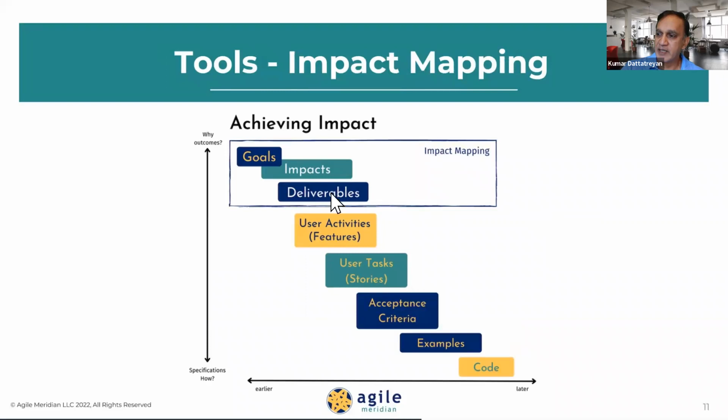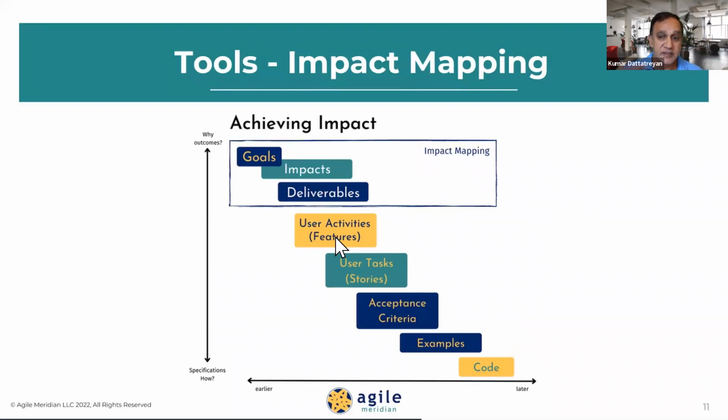So impact mapping talks about goals, impacts, and deliverables, right? And this is more strategic in nature. As you start to traverse down this chart here, you get to features.